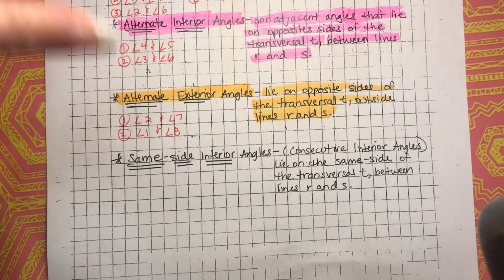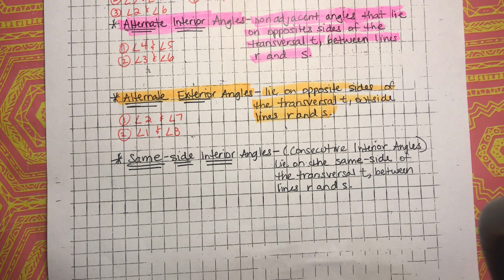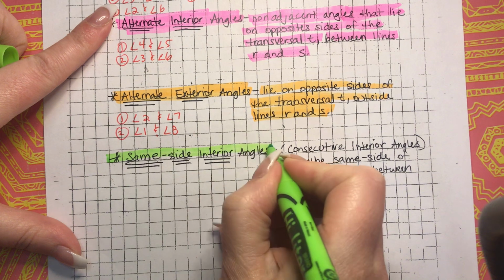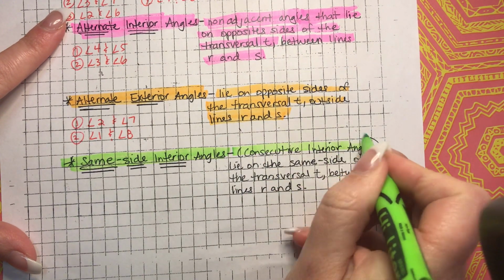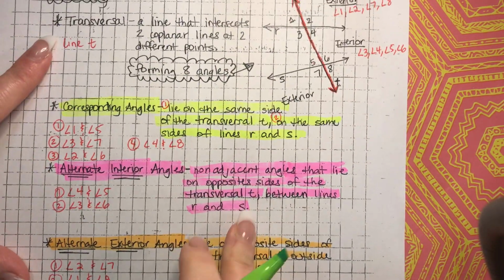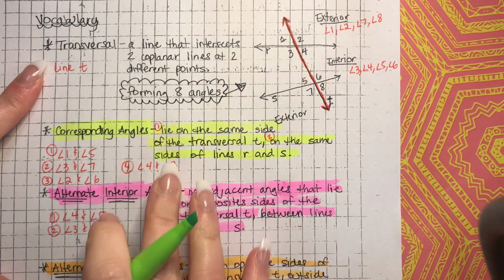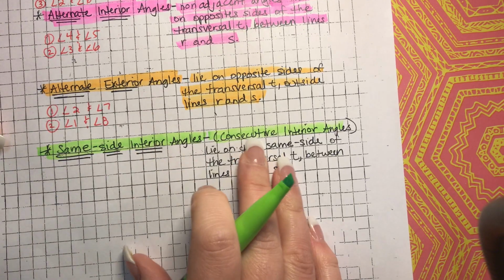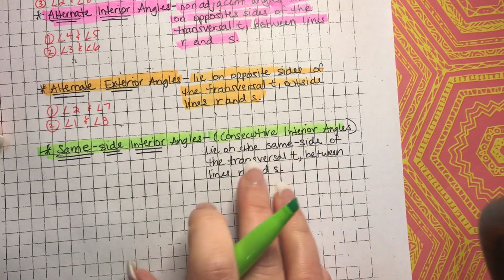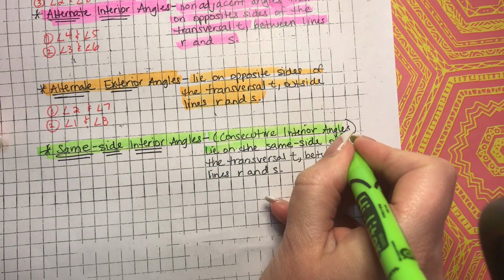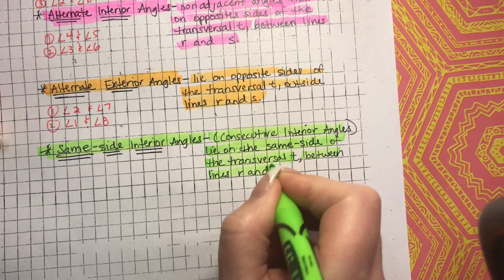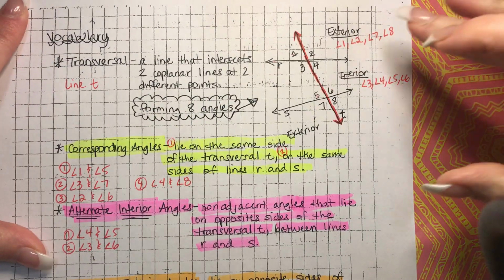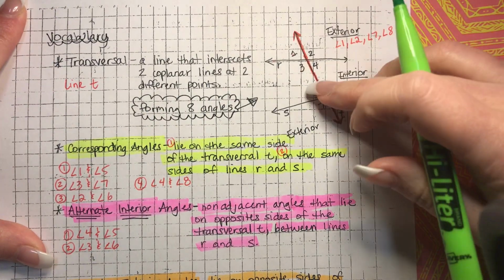Okay, the last angles that you need to know about are same side interior angles. Those are consecutive interior angles. So they're the angles that are inside, right? So 3, 4, 5, and 6, those are the interior angles. So consecutive interior angles lie on the same side of the transversal T between R and S. So what would that be? That's interior angles that lie on the same side.